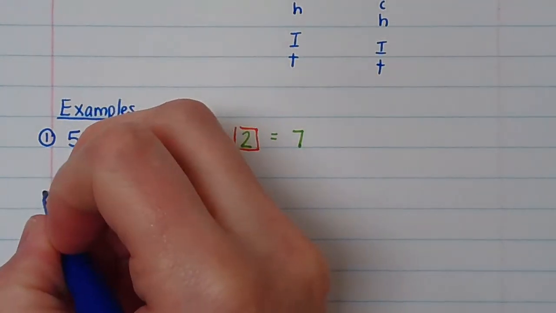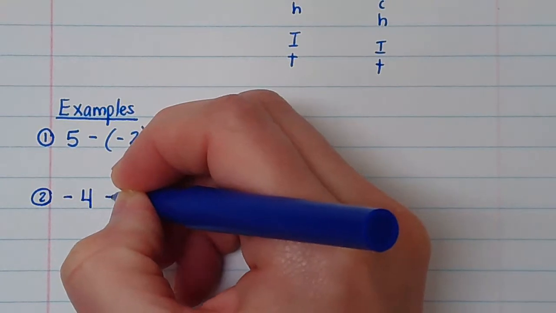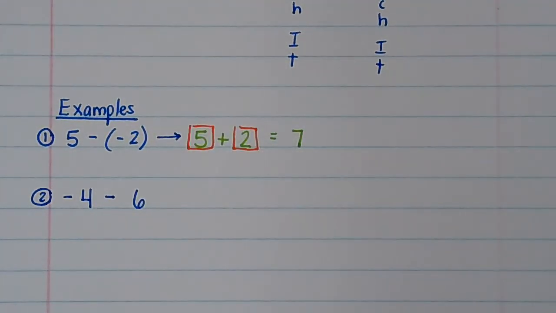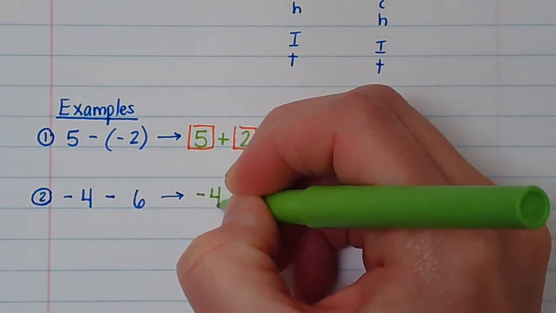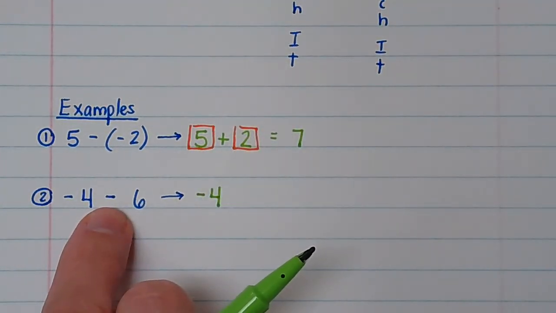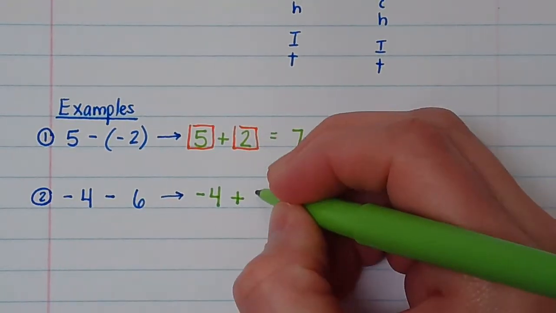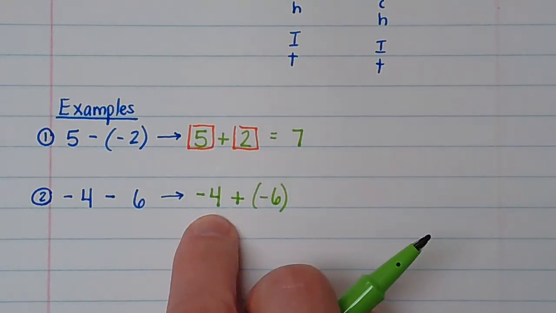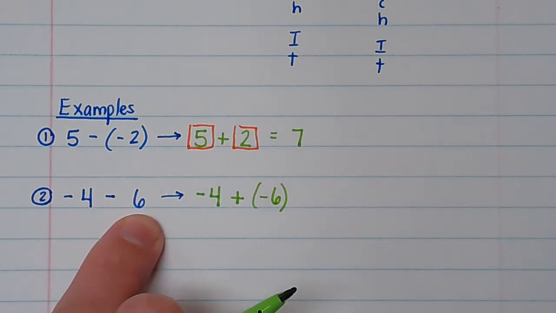Let's look at another one. -4 minus 6. I see a subtraction sign. I don't know the song for subtraction, so I'm just going to change this to addition. You always keep the first number the same. So keep this, leave it alone, -4. Next, I come to the minus sign. So I'm going to change the minus sign to a plus sign. Now I'm going to change this +6 to a -6. Remember, it's keep it, switch it, switch it. Keep the first number, switch the sign, and then switch the number.